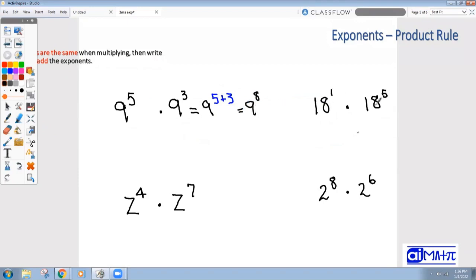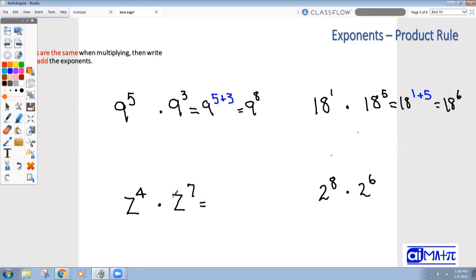18 to the 1st times 18 to the 5th, which is equal to 18 to the 1st plus the 5th. And 1 plus 5 is equal to 6. So we will rewrite this as 18 to the 6th power.